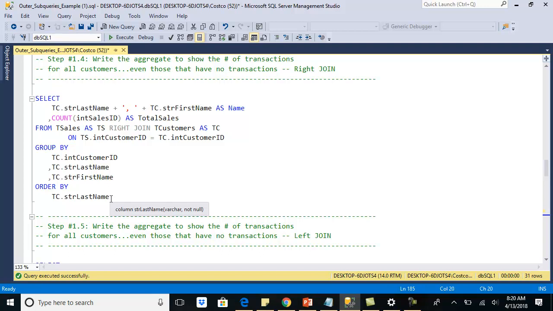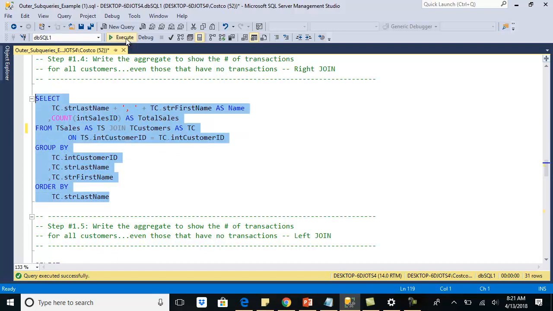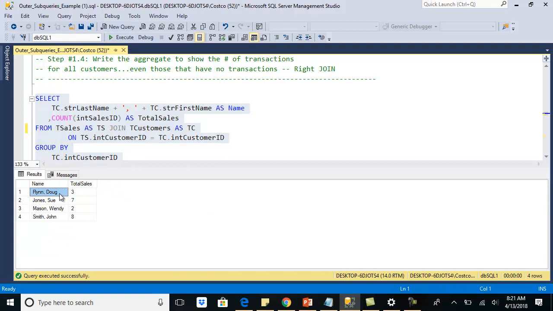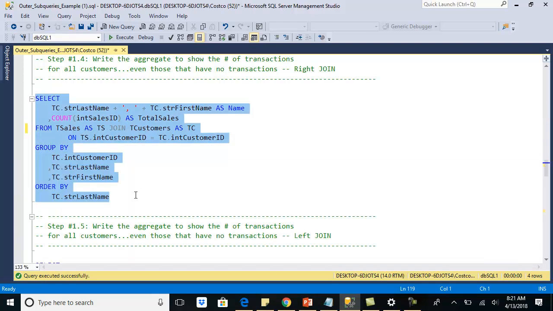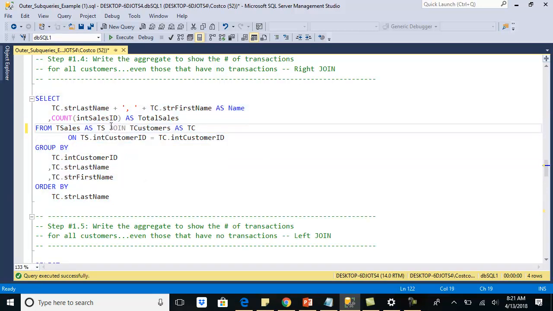In this case, let me show you once again. Let's just do a join here, okay? And we'll go ahead and execute this. You can see Doug Flynn, Sue Jones, Wendy Mason, and John Smith come back, and they all have sales. Okay, that's a typical join. All right, so Control R. But now let's go do a left join. Whoops.